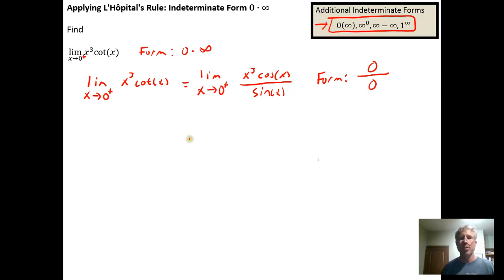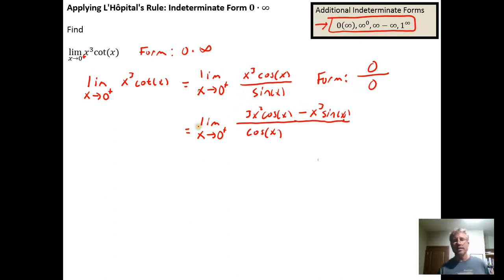So applying L'Hopital's rule, we get the limit as x goes to 0 from the positive side, and then we need to take the derivative of the denominator, and the derivative of the sine function is the cosine function, so cosine of x. And then we have to take the derivative of the numerator, so I'm going to need to apply the product rule on the numerator. So I get the derivative of x cubed is 3x squared times the cosine of x, plus x cubed times the derivative of the cosine, which is minus the sine function. So the minus will go right here.